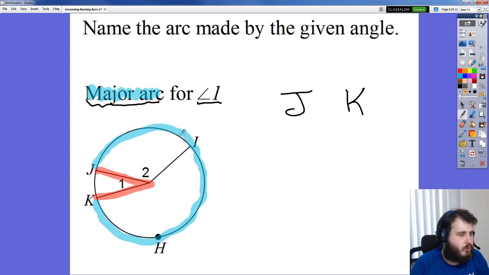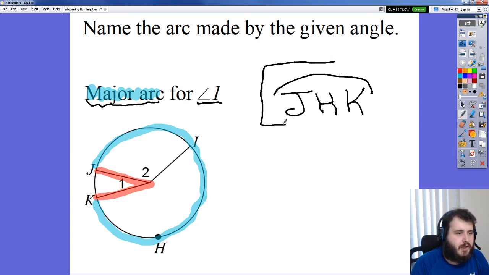So let's look on the blue. The 2 points that are in between J and K on the blue are I and H. Does it matter which one we pick? No, it does not. Some of you might like I better. Some of you might like H better. I'm going to do J, H, K. And then don't forget, put the little hat on top. And that is the major arc for this angle right here.